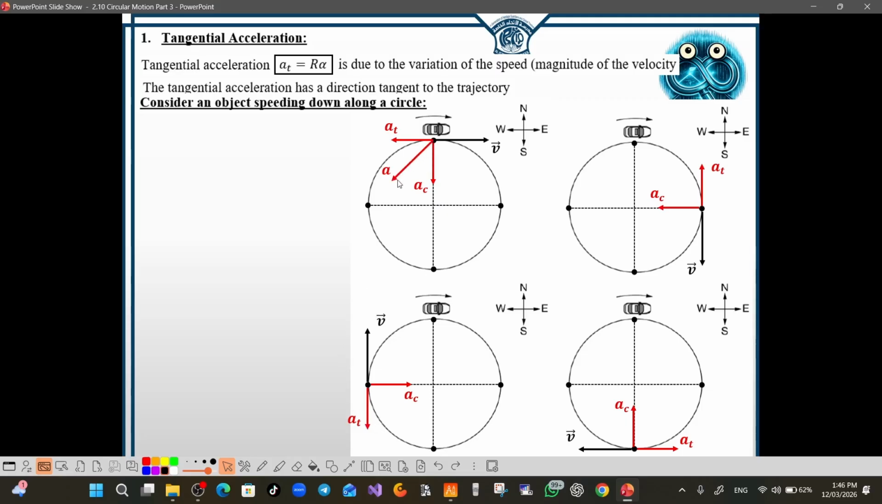Now, using the same graphical method to determine the direction of the acceleration, the direction of the acceleration will represent the diagonal of the rectangular shape made by the AC and AT vectors. And this is actually the direction of the A. In this case, the direction will be to the left, and here up to the right, and here down to the right.